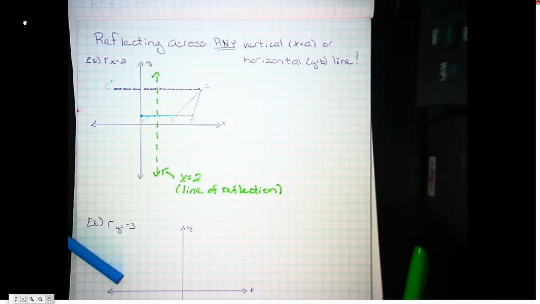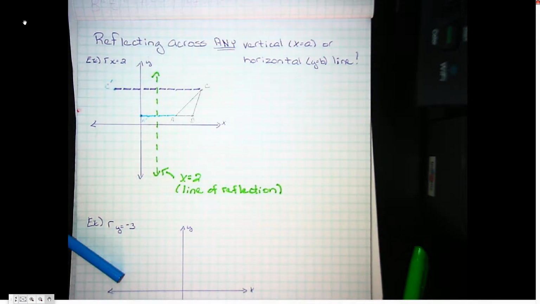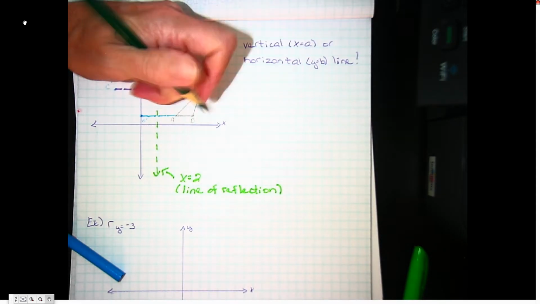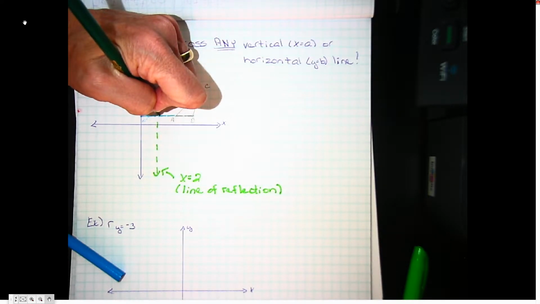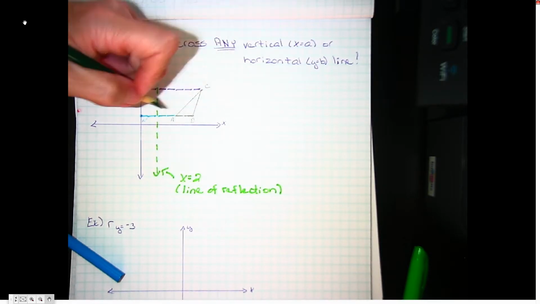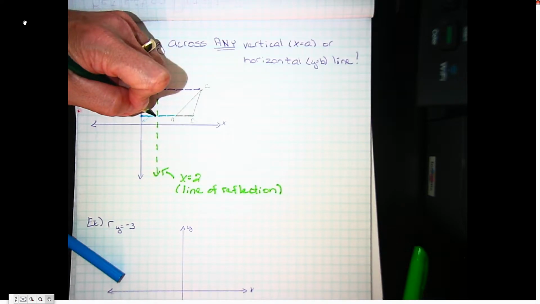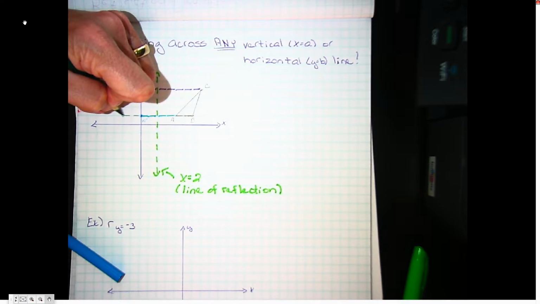And my B, so let's look at the B. I'm running out of colors. Let's use green. Okay, so if I look at my B, B is 1, 2, 3, 4 units on the right side of the line of reflection. So my B prime is going to be 4 units on the left side. So count them over. 1, 2, 3, 4. There's your B prime.